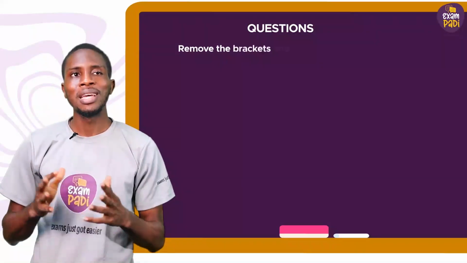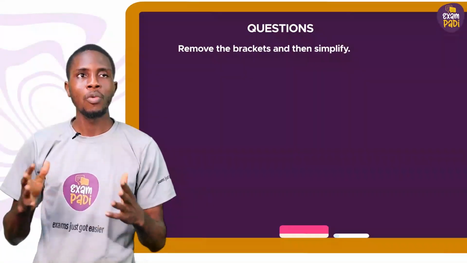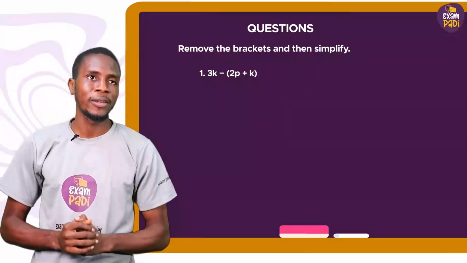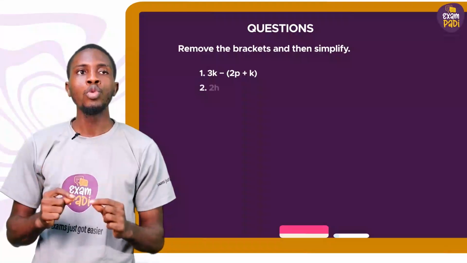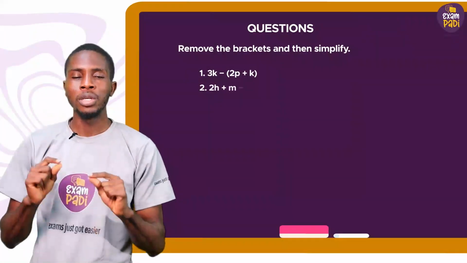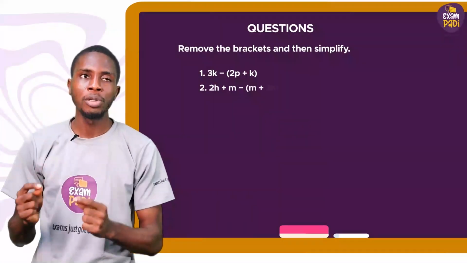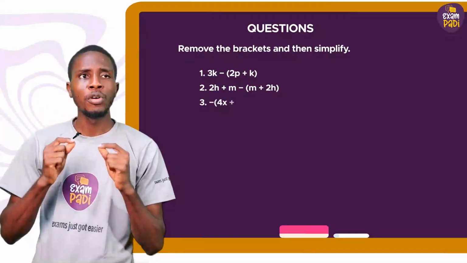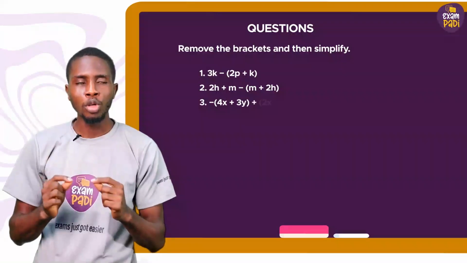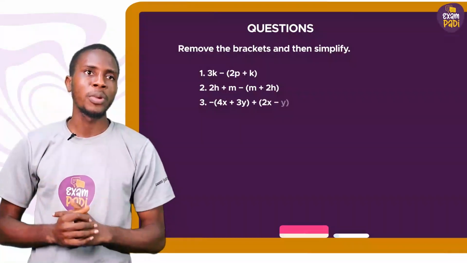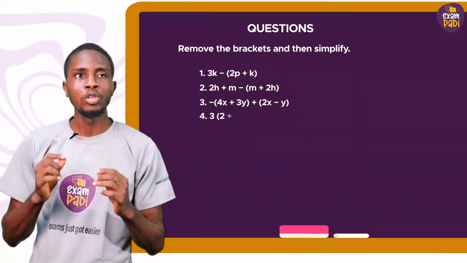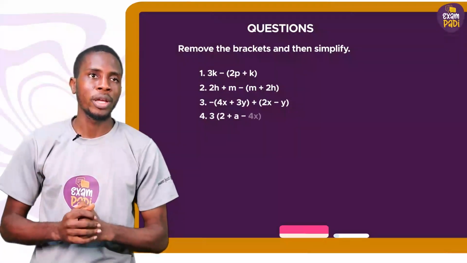Remove the brackets and then simplify. 1. 3k minus (2p plus k). 2. 2h plus m minus (m plus 2h). 3. Minus (4x plus 3y) plus (2x minus y). And 4. 3(2 plus a minus 4x).